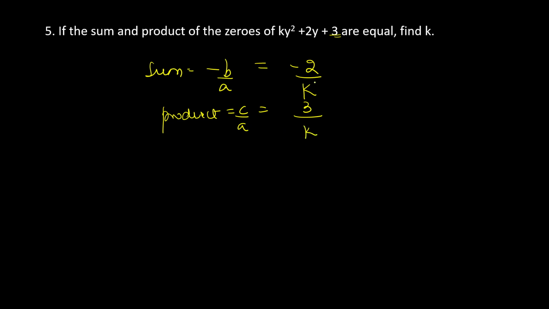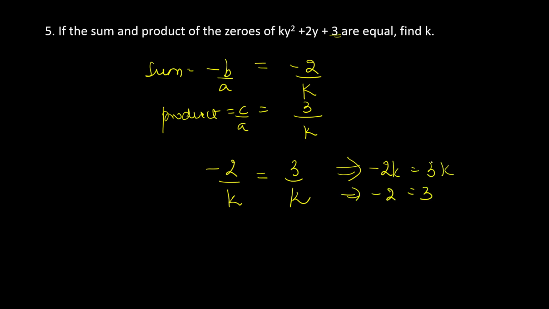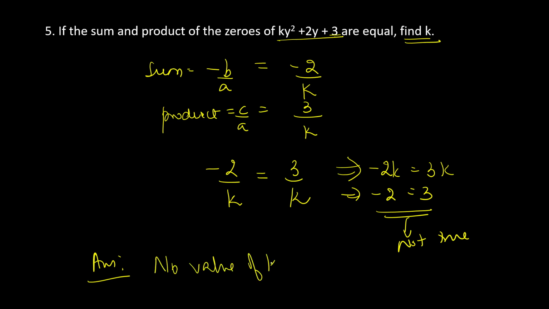If sum is equal to product, it means we are telling that minus 2 by k is equal to 3 by k. Now remember, this is never possible because minus 2 by k equals 3 by k implies that minus 2k equals 3k or minus 2 is equal to 3, which is not true. So you would answer this question as no value of k makes the sum and product equal.